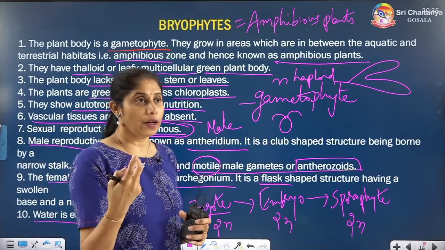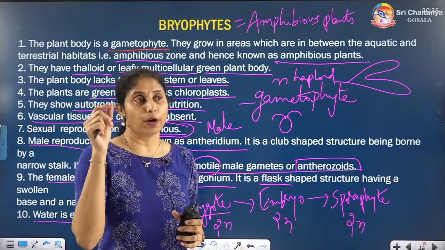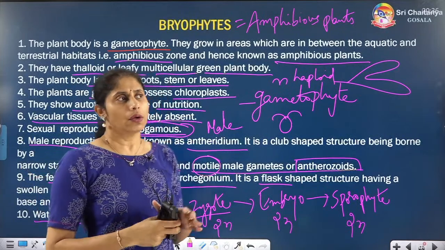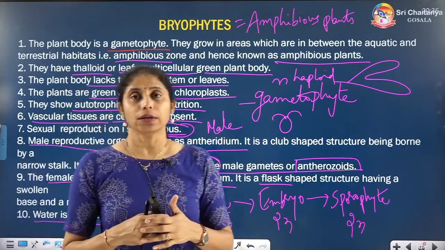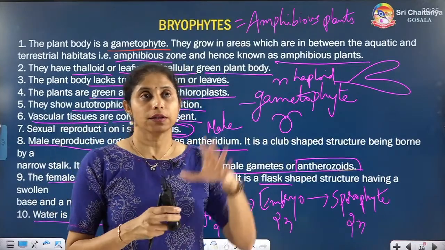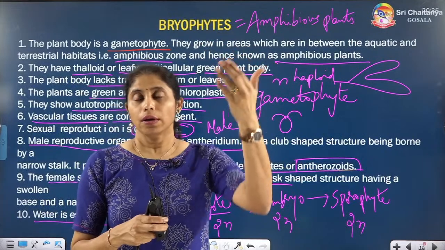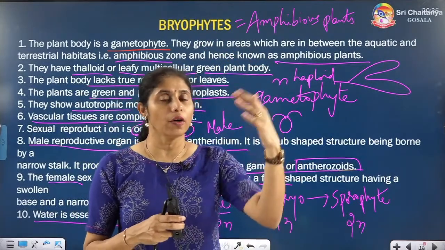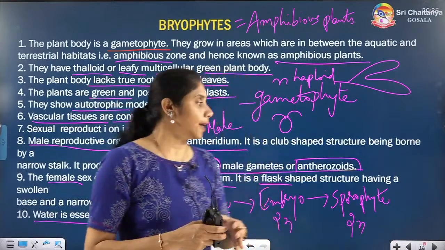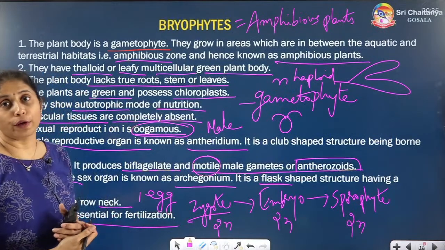The gametophyte forms the gametes, and the sporophyte forms the spores. The gametophyte is haploid, the sporophyte is diploid. So always in the life cycle of bryophytes, the gametophyte will be alternating with the sporophyte. First gametophyte, then sporophyte, then gametophyte again, sporophyte. So they keep on alternating with each other. I hope all of you understood the characteristics of bryophytes.